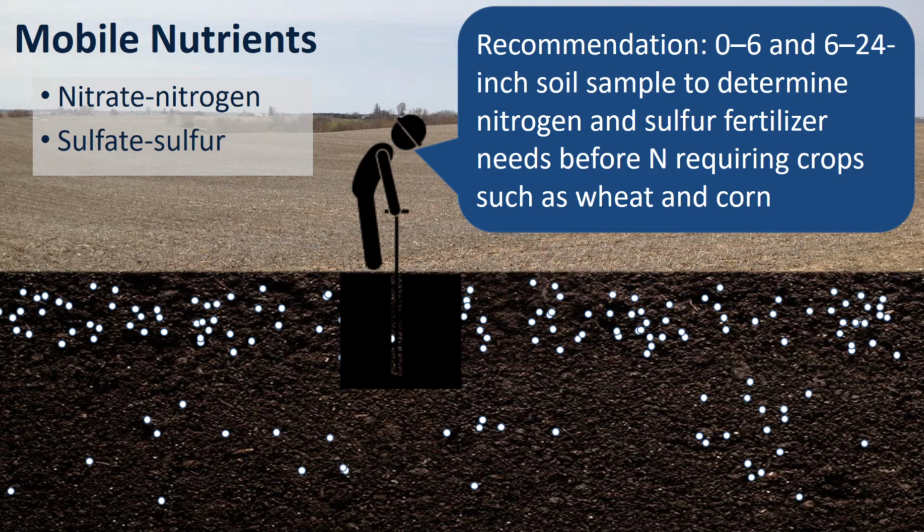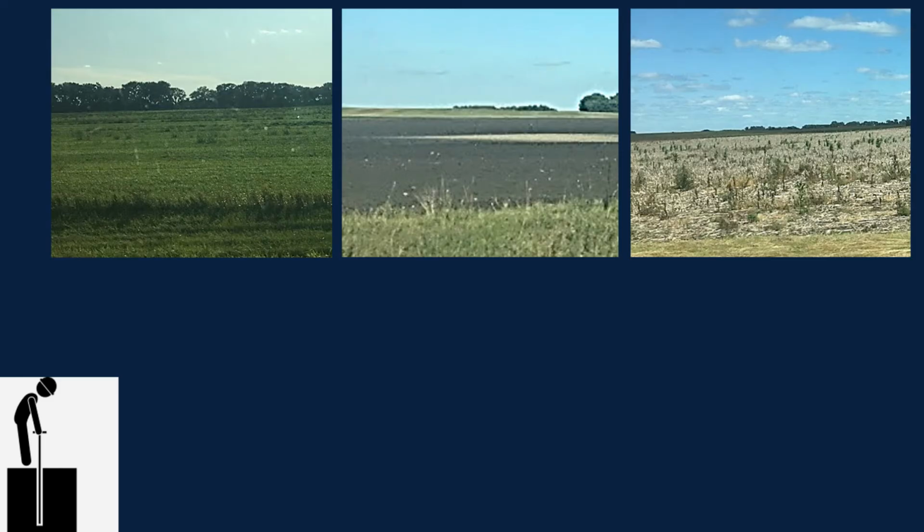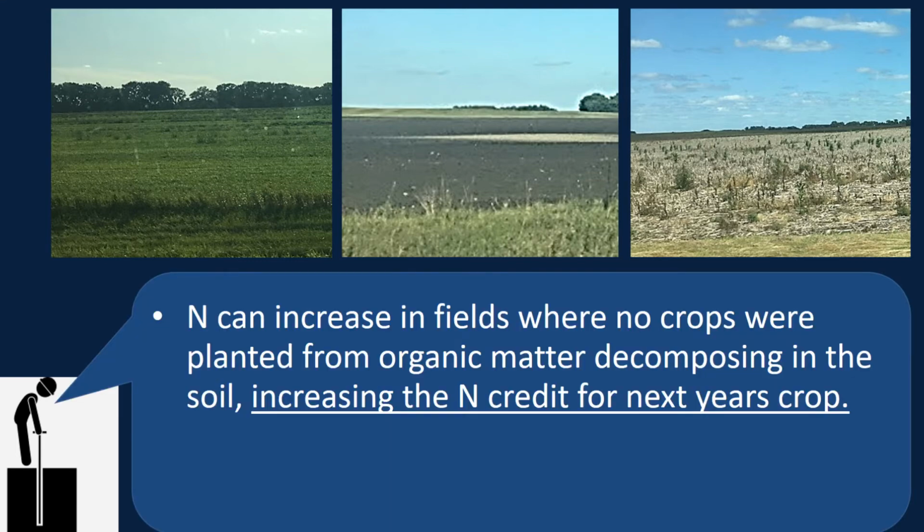However, we do have a few considerations to think about when we do these soil samplings, and that goes on to what situations do we see. So when that soil sampler goes out, what they need to consider are a few things here. The first one is that the nitrogen can increase in fields where no crops were planted. So even if I didn't put nitrogen on the crop for this past year, that organic matter in the soil, whether or not I planted cover crop, is decomposing, and that's increasing the amount of nitrogen that can be available for next year's crop.